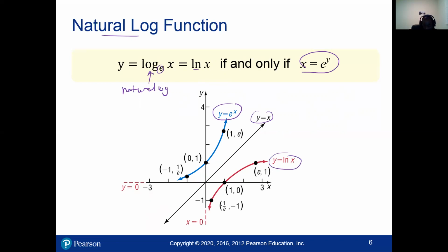And this function, as you can see, passes through the point. If you reflect this, you switch the x and y coordinates. This point becomes 1, 0. This point here, 1, e, becomes e, 1. And this point, negative 1, 1 over e, becomes 1 over e, negative 1, like that. So that's a reflection right there.